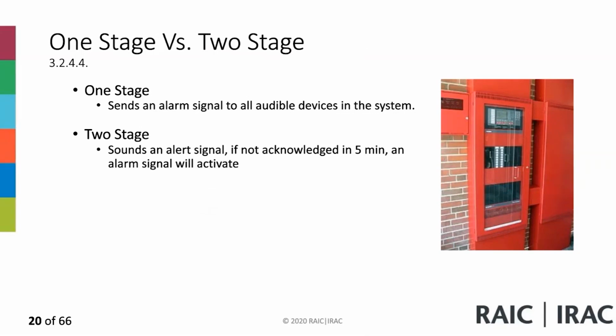So 1 stage sends an alarm signal to all audible devices in the system. A 2-stage system sounds an alert signal. If not acknowledged within 5 minutes, an alarm signal will activate.